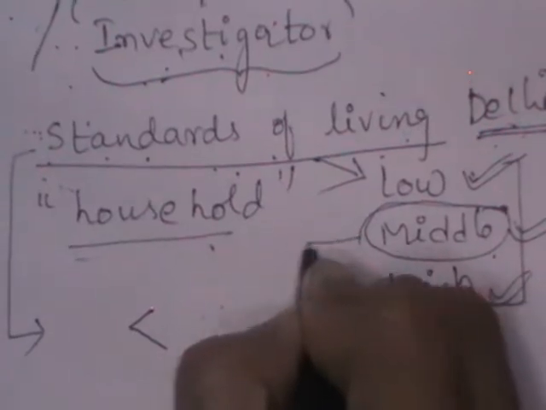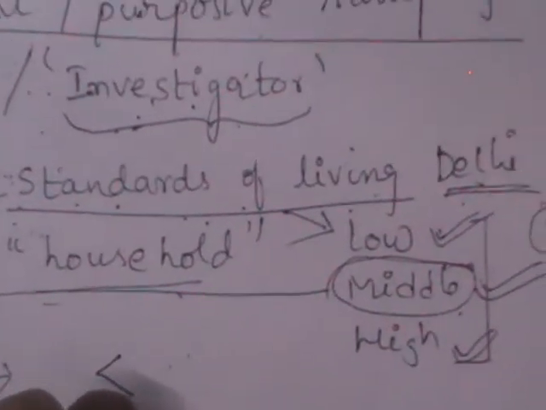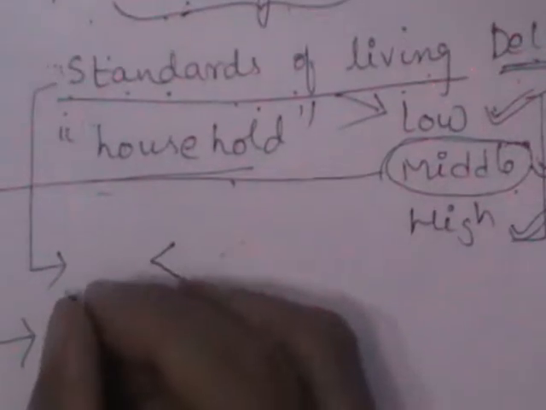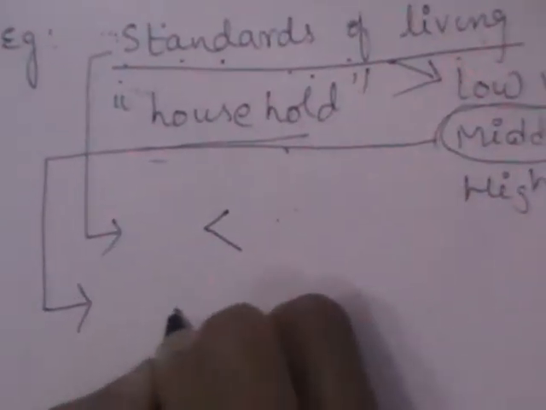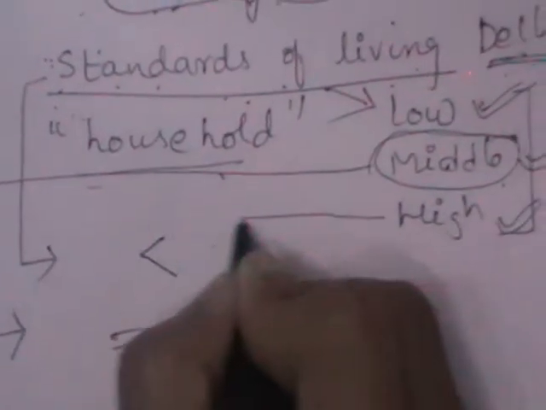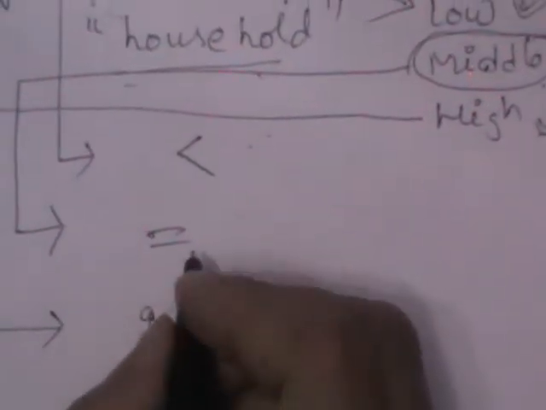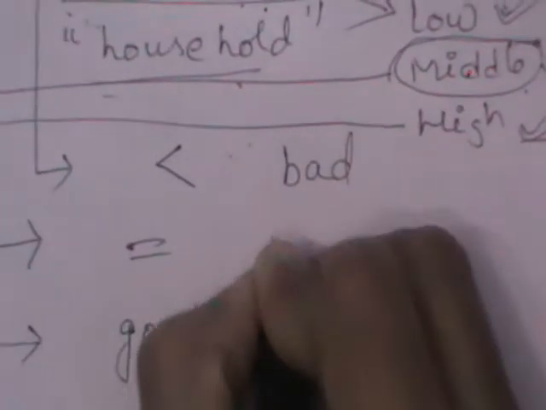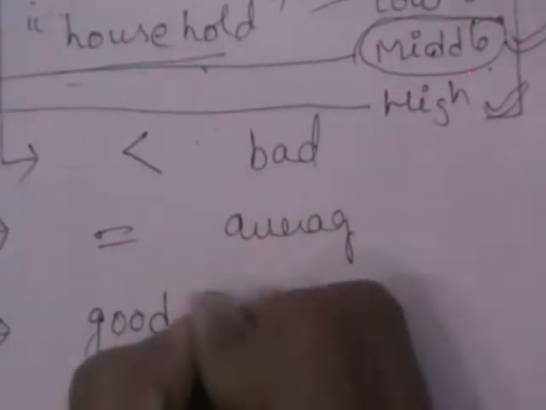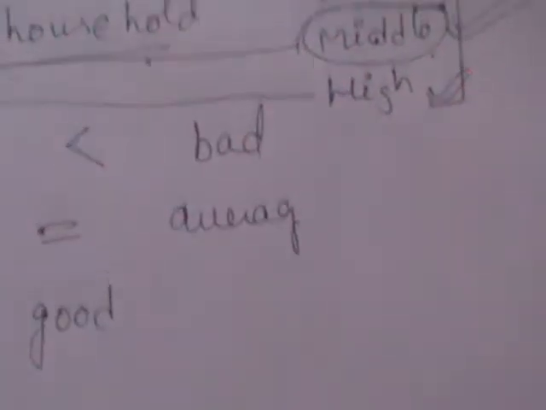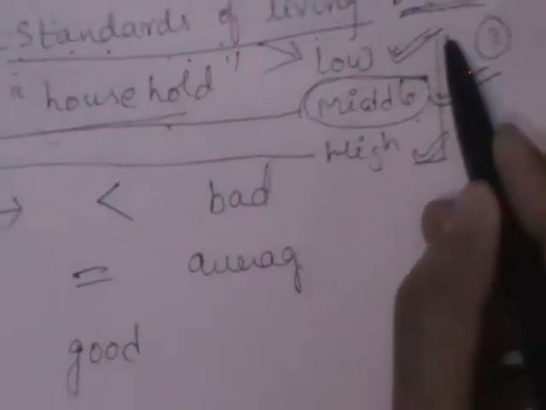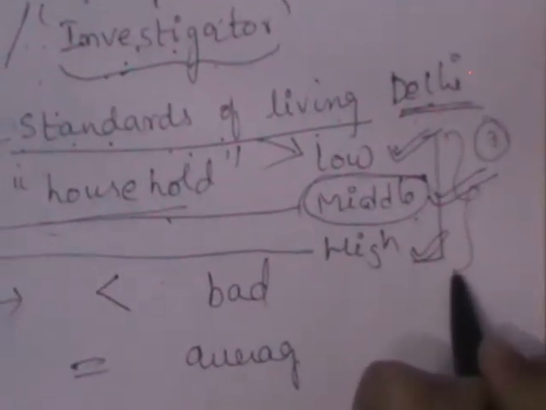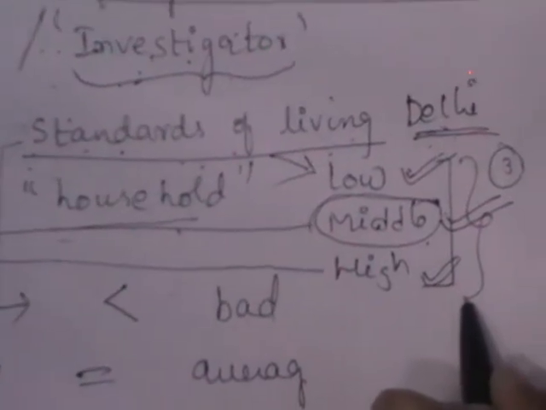If we only collect the information for middle income groups, then we will get somewhat different results. If you only consider the high income people, he is going to get that the average standard of living in Delhi is good. Here he will get bad, average, and good. Means under judgment sampling, he is not going to consider all the parts of these classes of society.